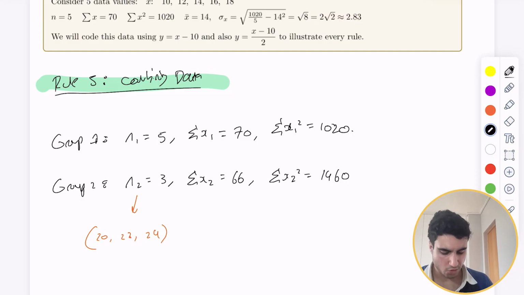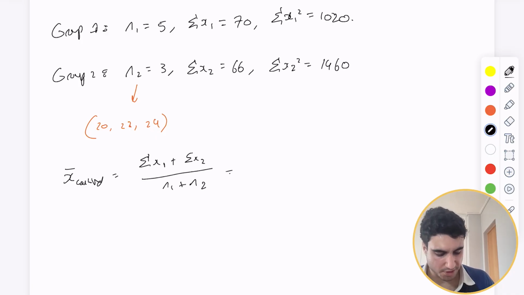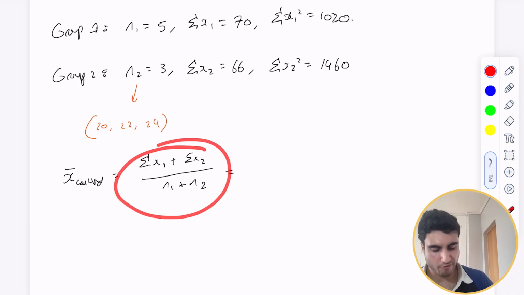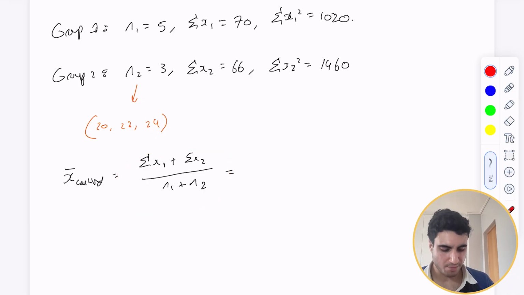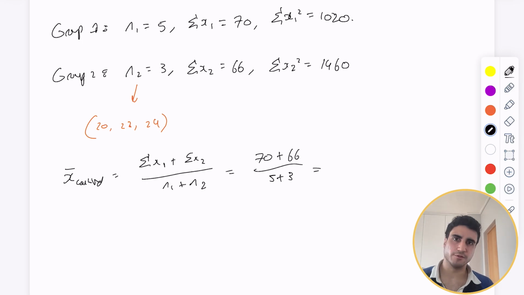Okay, so what can we say here? The combined mean is going to equal the sum of x1 plus the sum of x2 over n1 plus n2. Okay, so from this we can say that our combined mean here, guys, is going to equal 70 plus 66 over 5 plus 3. Okay, and altogether, what does that give us? That gives us an answer of 17.